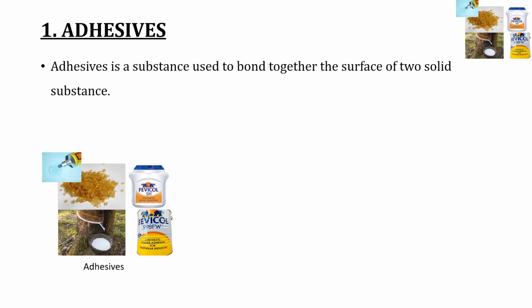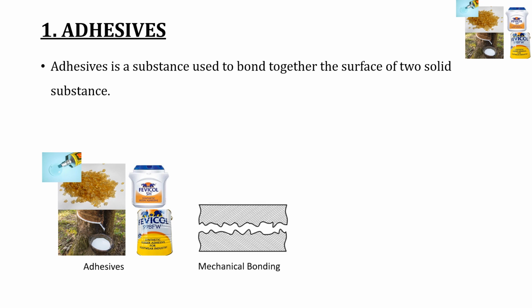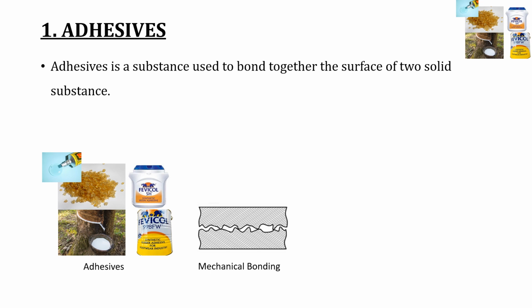So first is your adhesive. Adhesive is a substance which is used to join two solid surfaces. The joining mechanism involves mechanical bonding. In mechanical bonding, the adhesive penetrates into the pores of the surfaces and joins the two materials.